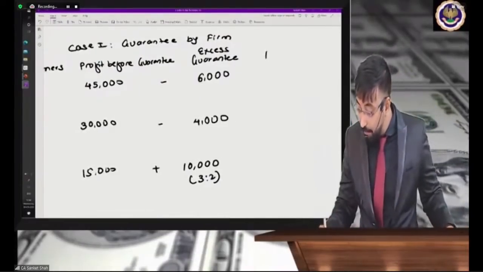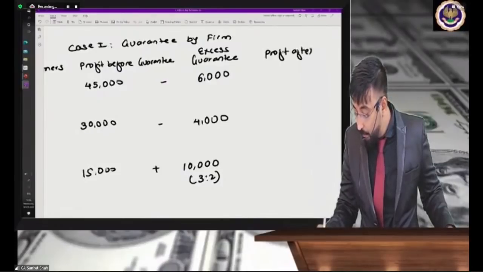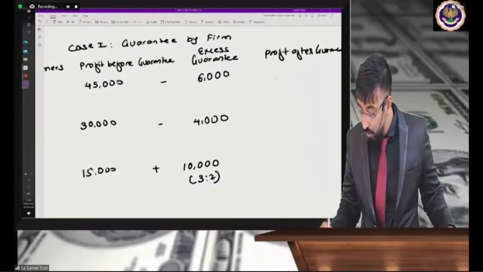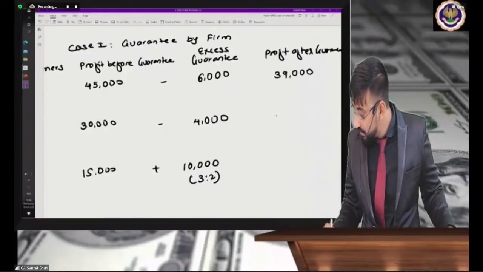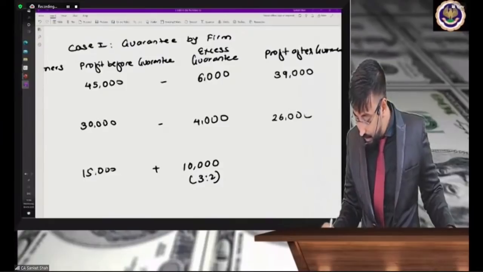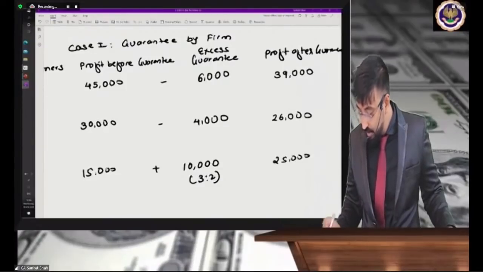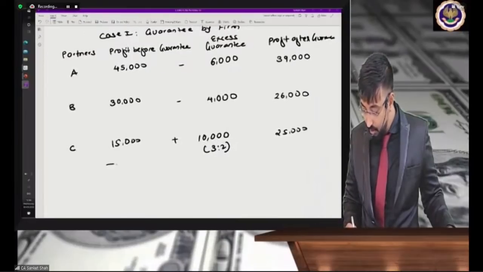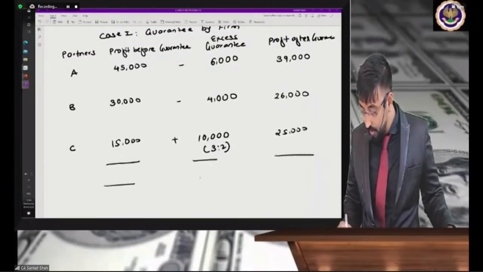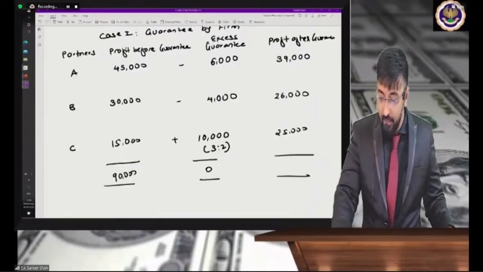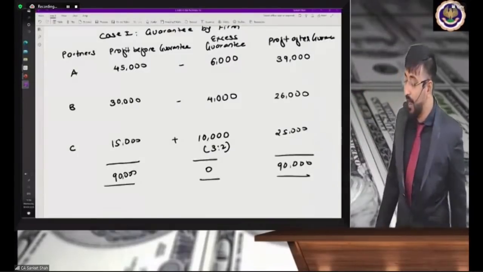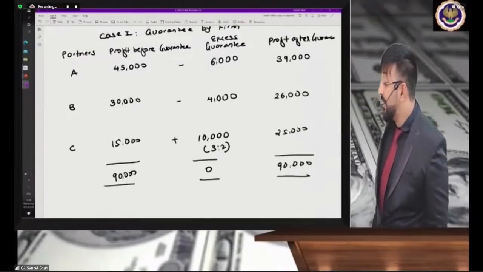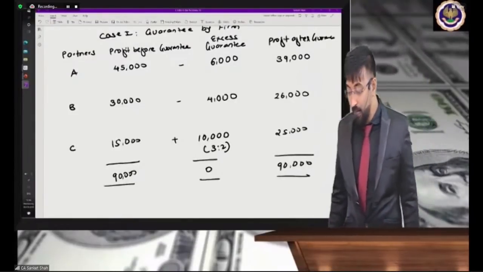And profit after guarantee. Now tell me, this is 39,000, this is 26,000, and the last one is 25,000. Before guarantee the total is 90,000, and 39 plus 26 plus 25 is still 90,000. So profit after guarantee is also 90,000, but now C is getting the amount for the guarantee.